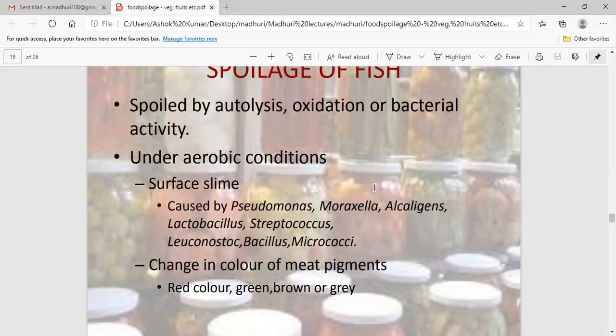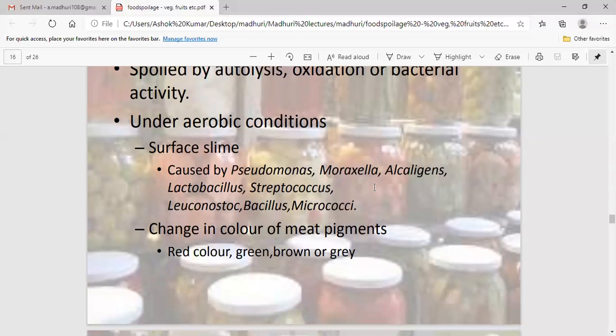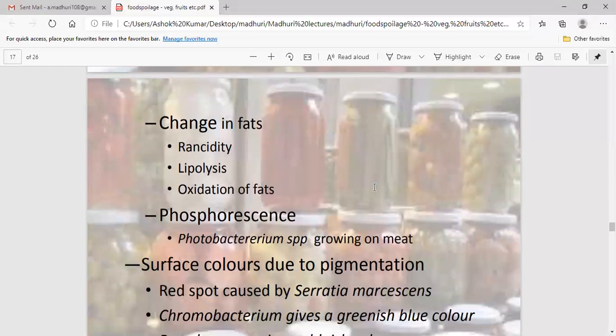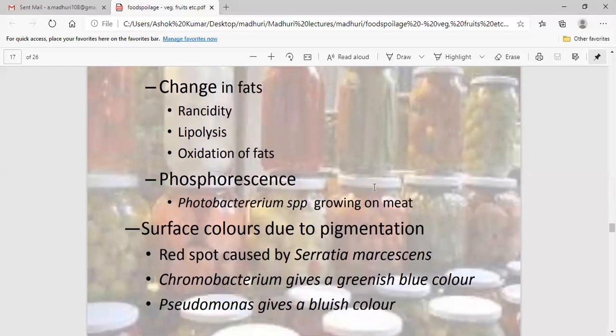And next is change in color of meat pigments. Normally it will be white or pale in color. It may change to red, green, brown, or gray color. This change in color is due to pigments which are present in the meat. And change in fats: the fats present in the fish will be changed due to rancidity, lipolysis and oxidation of fats. So the fats which are present in the fish will be spoiled. And next is phosphorescence. Phosphorescence is caused by Photobacterium species growing on meat. It will give some shine kind of thing.